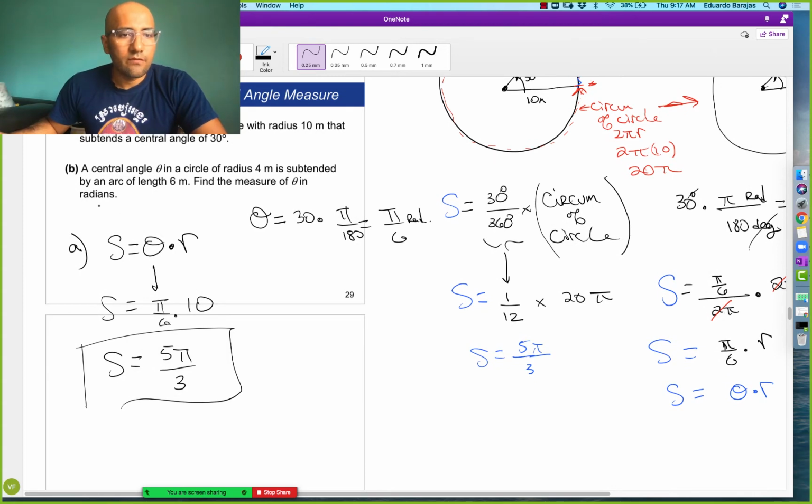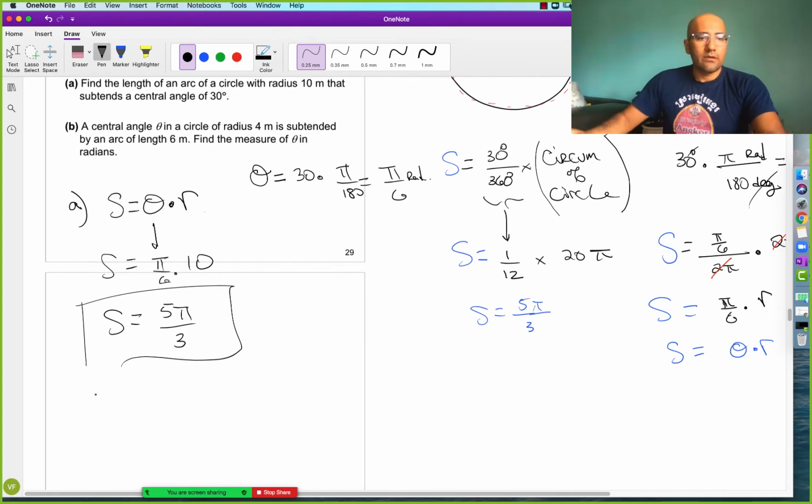No? Okay, so for part B, we can just use the formula. Central angle theta of a circle of radius 4 is subtended by an arc of length 6 meters. So for part B, we have some sort of a circle. It's supposed to be a circle there, sorry about that. We have a central angle theta. So I don't know, we have something like this.